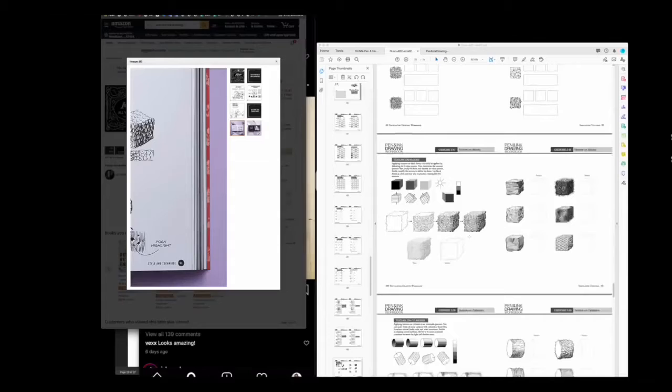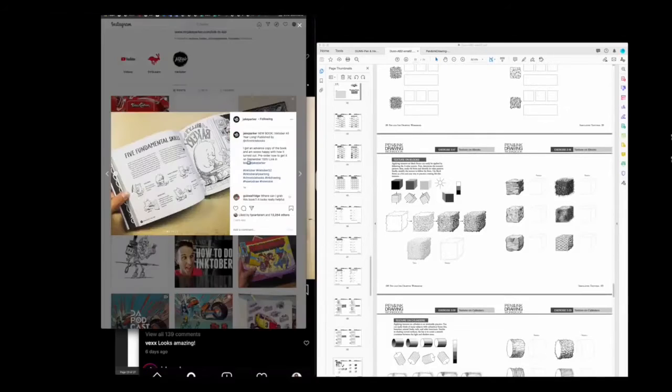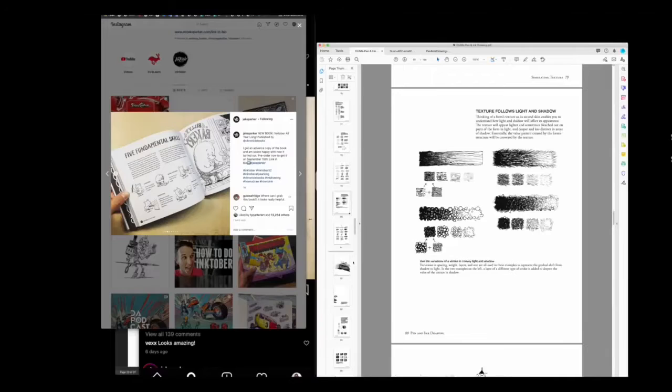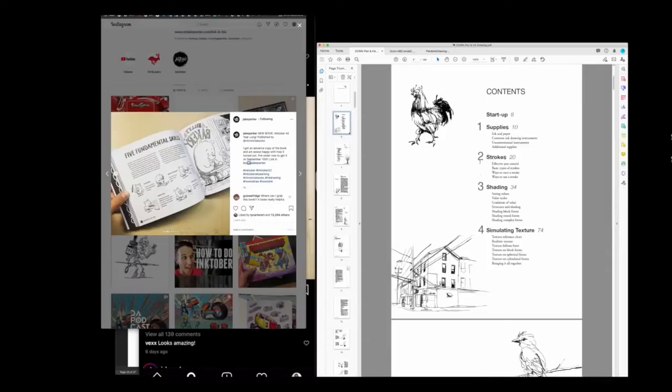All right, let's look at the next example. Five fundamental skills: control, basic strokes, variation, application, and consistency. Where have I seen that before? Of course, my entire second chapter, or second section, from my book is based on this. Actually, that is the exact format of the second chapter of my book right here.